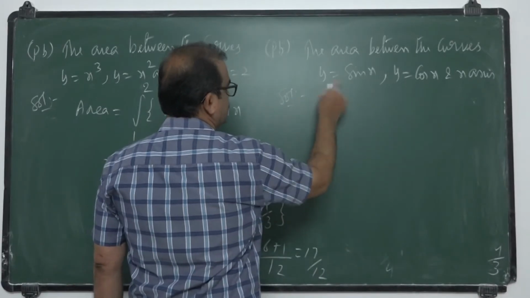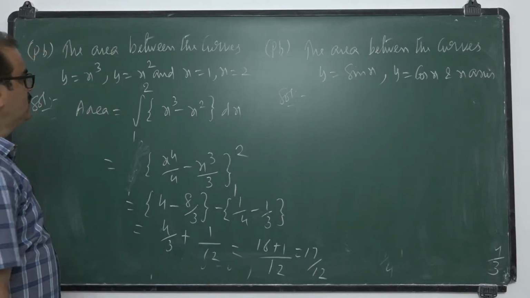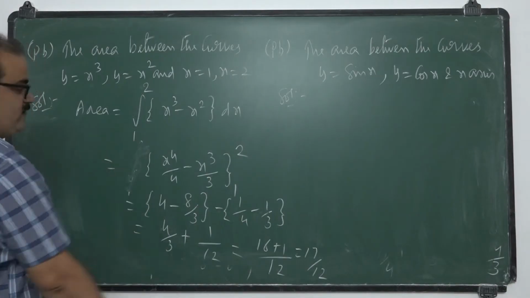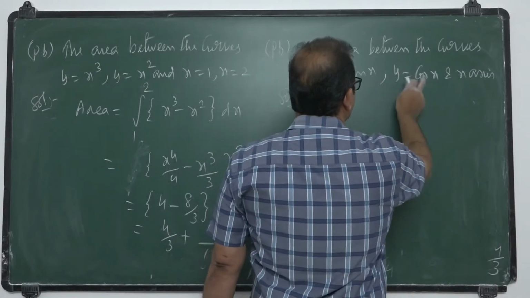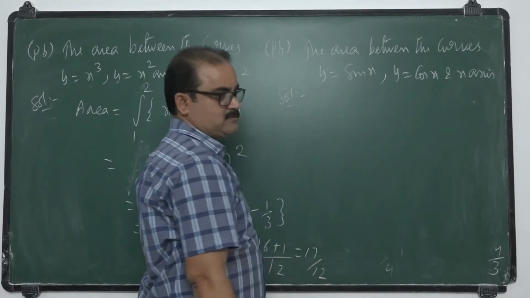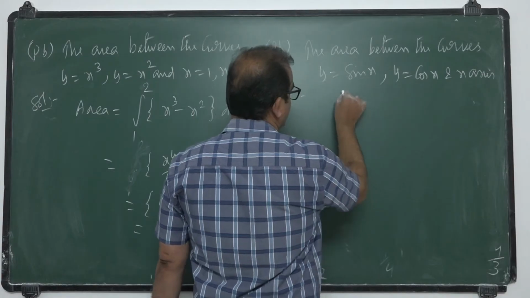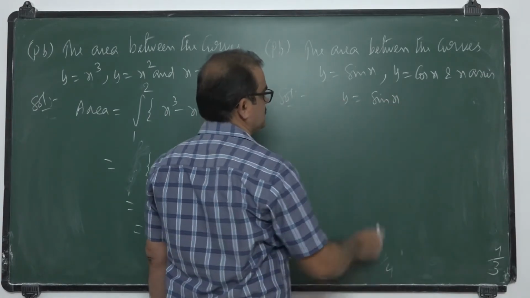See here, curves are given but the limits are not given. If curves are given and limits are given, then directly we find the area. Here limits are not given, so solve these two curves and find the value of x. What are the given curves? y is equal to sin x and y is equal to cos x.